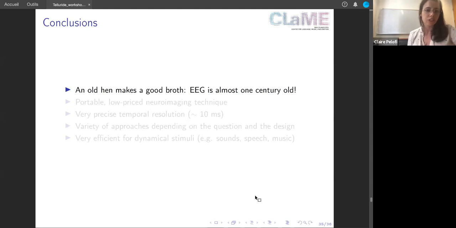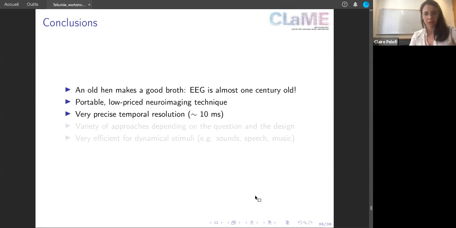So to conclude on EEG signal and what you can do with this, one point to keep in mind is that it's in old pots that you make the best broth. I don't know if it's an English saying, but it's a French one at least. EEG is almost one century old, and it's been very useful for the past century. It's also a portable, low-priced neuroimaging technique that has a very precise temporal resolution, as we said, on the order of 10 milliseconds.